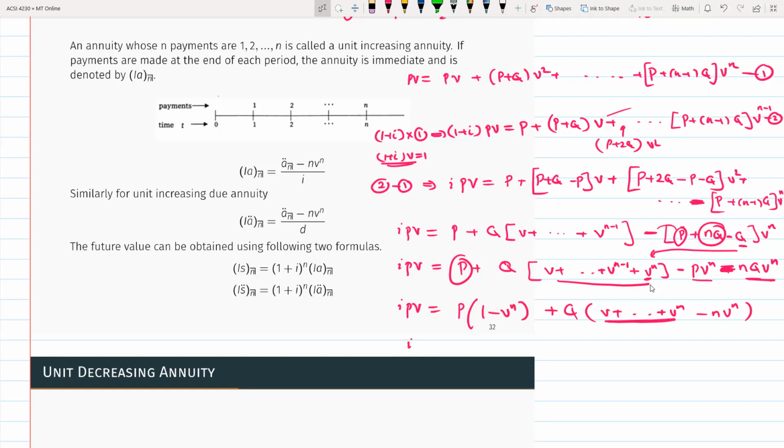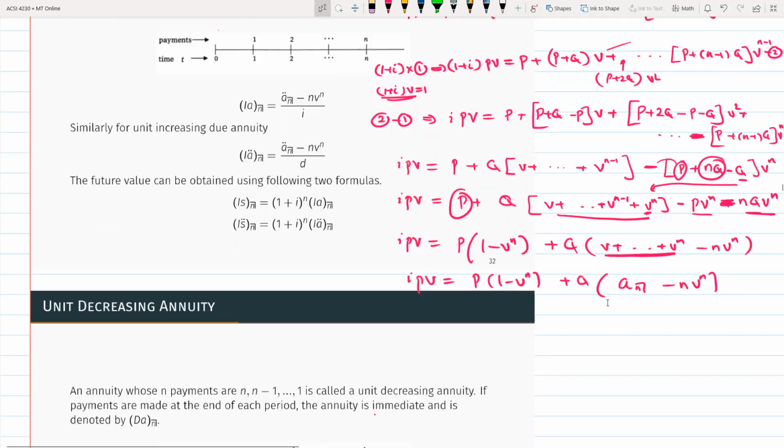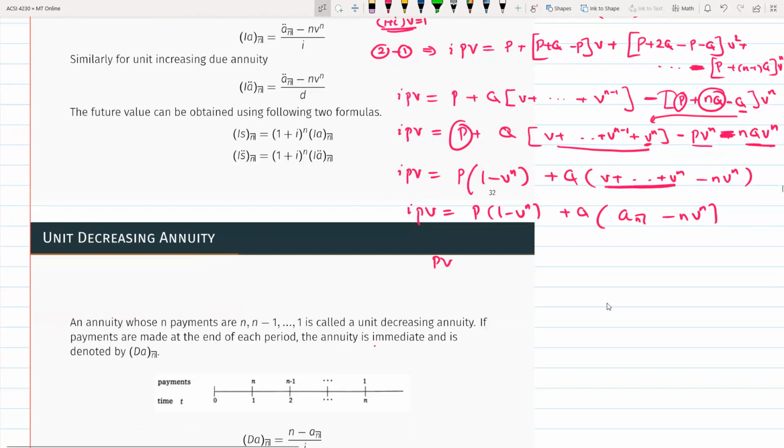Okay, so I can write one more line. Plus Q, this is an minus nVn. So now I can divide both sides by i. Now this is actually, we have a full name for that. That is annuity immediate.